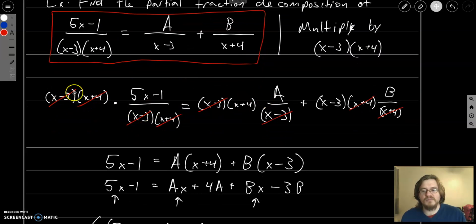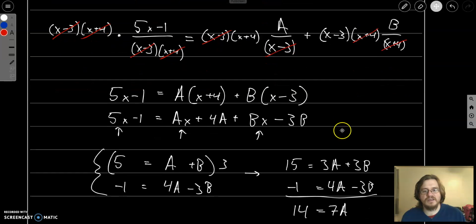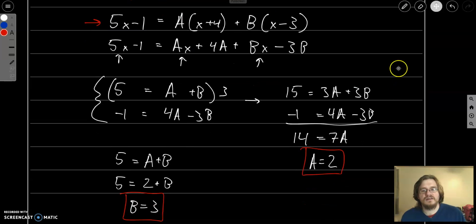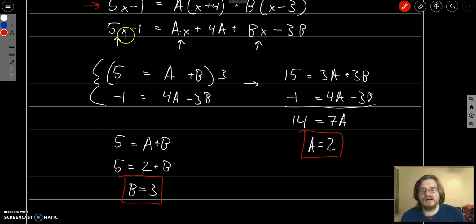So the first step, multiply by the denominator. So I'm going to multiply everything by x minus 3 times x plus 4, and we watched as most things cancel until we got this equation here. We expanded everything out. Next step, all the terms with x's in them have to balance. If I have 5x on this side, I've got to have 5x on this side. So the ax and bx have to add up to 5. And then I divide it by x to just get rid of that x. If I have negative 1 on this side, then the 4a and the negative 3b should have to add up to negative 1 as well.